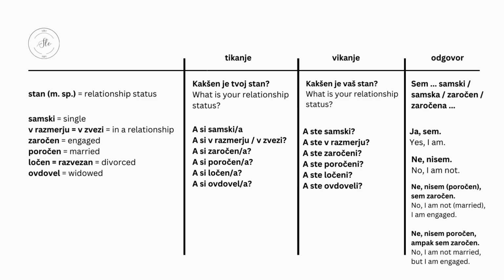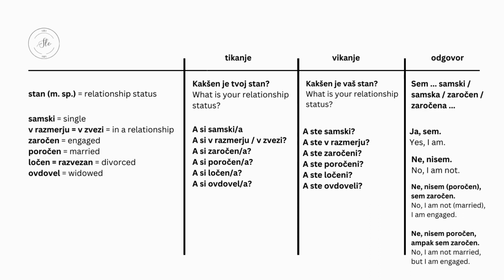Because the word stan is of masculine gender, the adjectives have to be masculine as well. We have different options. For example, samski, v razmerju, ali v zvezi, zaročen, poročen, ločen, ovdovel. If you want to refer specifically to a person, be it male or female, you can use the same adjectives as we just read for a man.